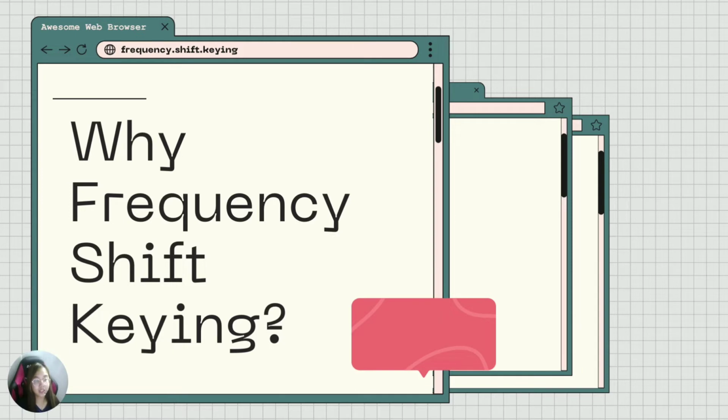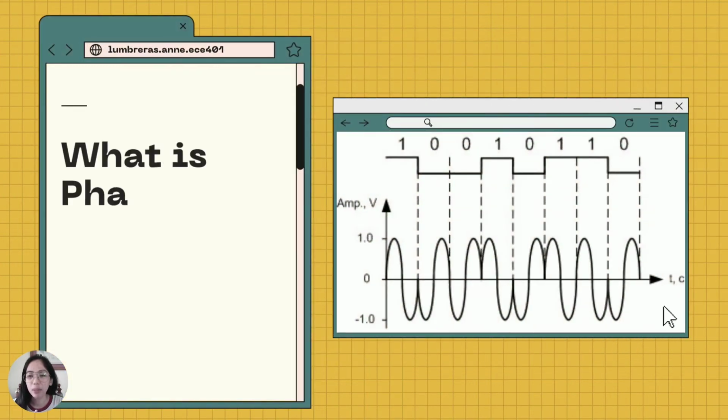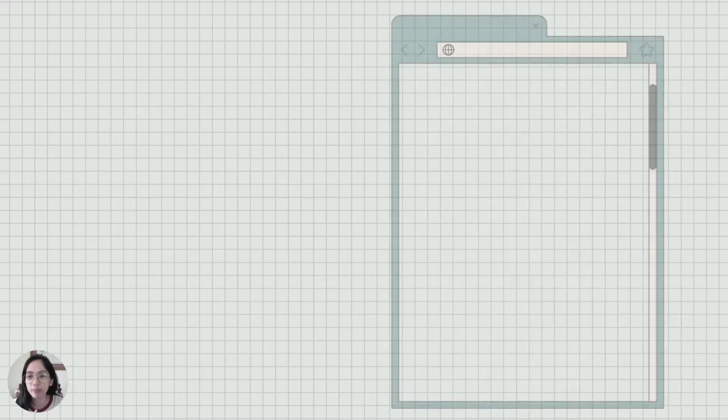So that's it for the FSK or the frequency shift keying. The third digital modulation technique I will be going to discuss is the PSK or phase shift keying. But first, let's talk about what is phase. Phase specifies the location or timing of a point within a wave cycle of a repetitive waveform.